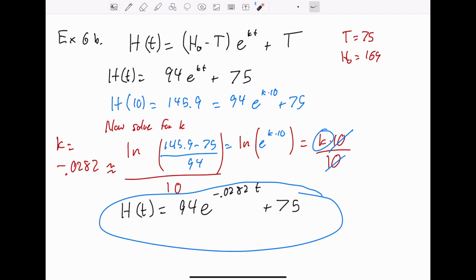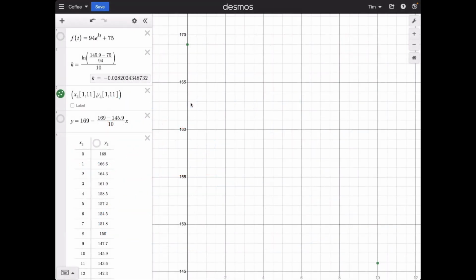Before we talk about the rest of the parts for problem 6, let's go ahead and look at this function in Desmos. So here we are in Desmos. The y-axis here is measuring temperature in degrees Fahrenheit. The x-axis is measuring time in minutes. And here, this is the initial point at time 0 where the temperature of the coffee was 169 degrees. And at 10 minutes, the temperature was 145.9 degrees.